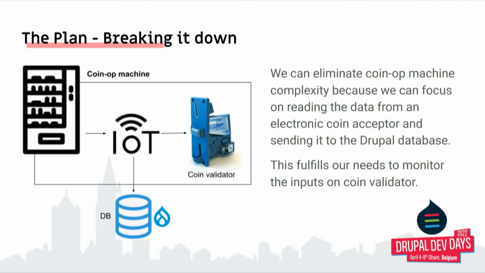Miles of wires that we have there. But we need something in between. We need something that will read our data and send it out. So everything you see in that square is a coin-operated machine. And outside the square is our Drupal database.